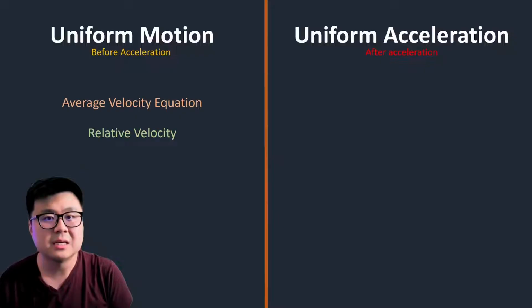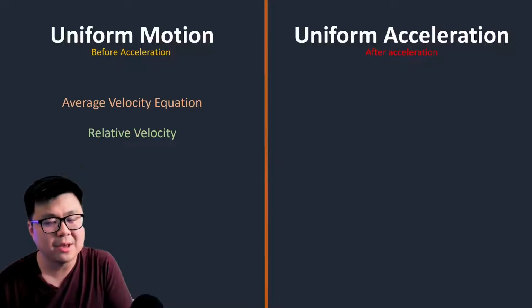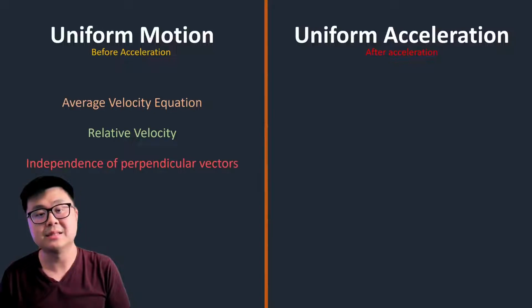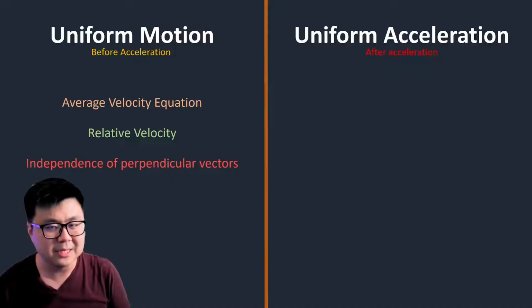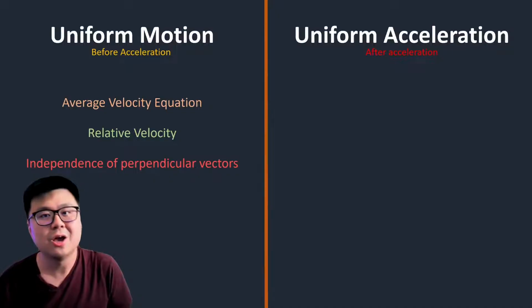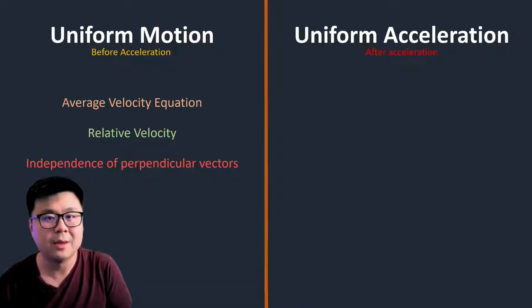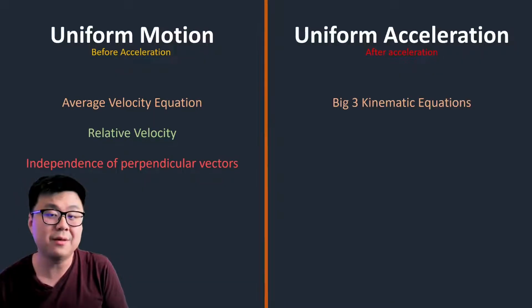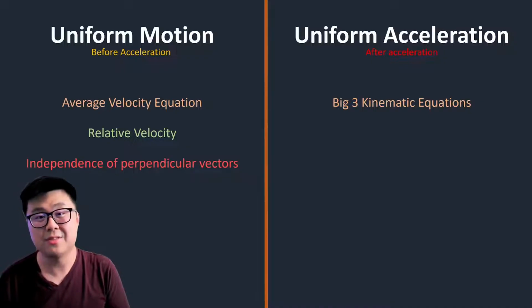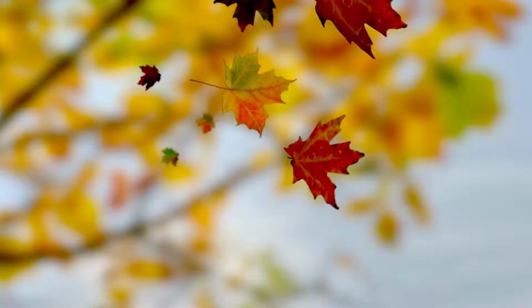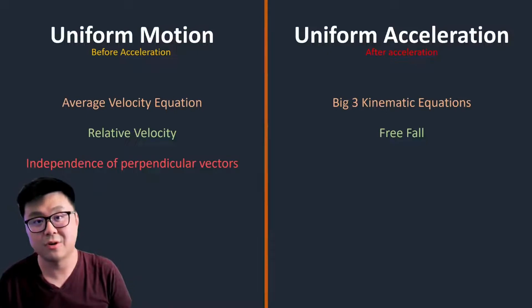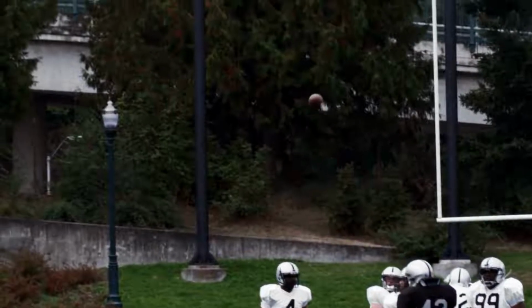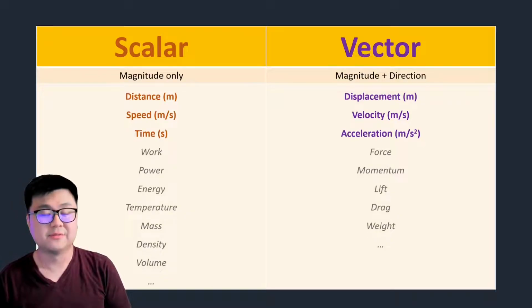Within uniform motion, you have to understand the main equation of velocity or average velocity, and then there's two minor topics including relative velocity and then a two-dimensional application of relative velocity known as the independence of perpendicular vectors. Once you're introduced to acceleration, then we get into a topic called uniform acceleration, which means now, although your velocity and speed is changing, your acceleration remains constant or uniform. Within uniform acceleration, you will be introduced to the big three kinematics equations, which deal with either the horizontal plane or vertical plane, which includes free fall. And then you can do this in two dimensions, which includes both the horizontal and vertical axes, which is the projectile motion questions.